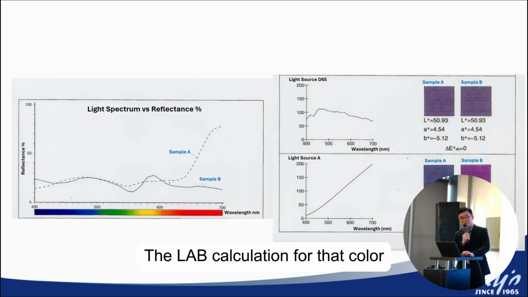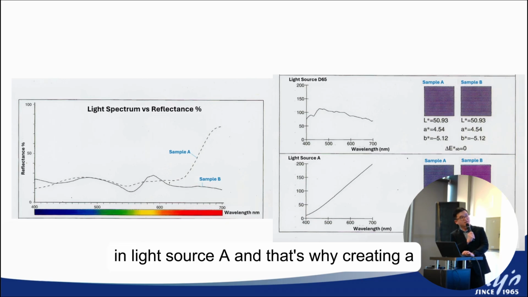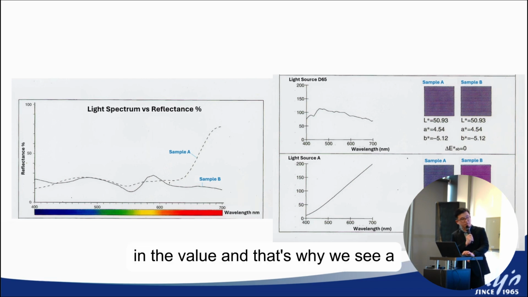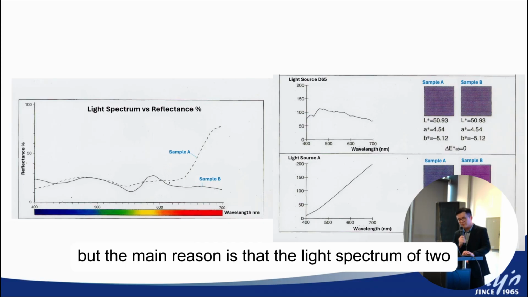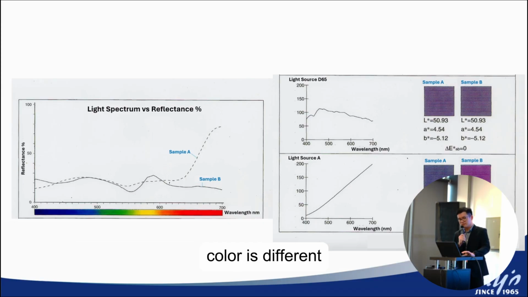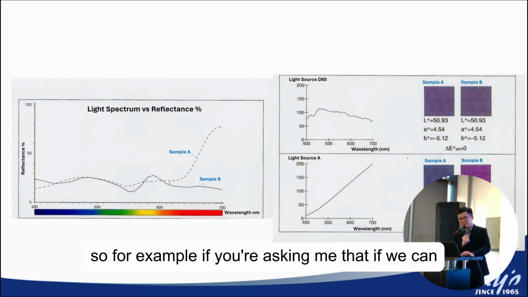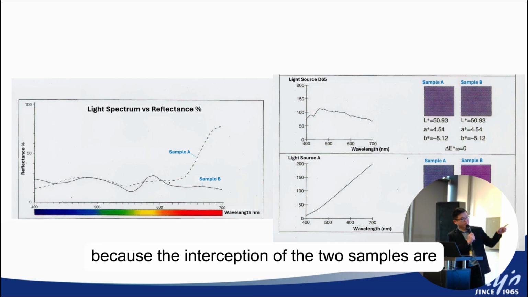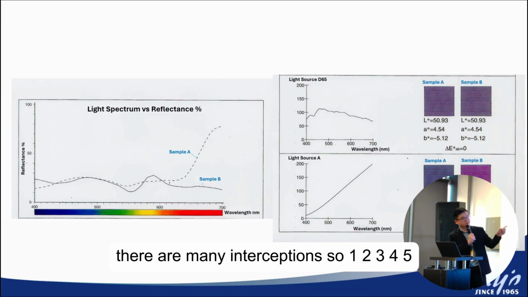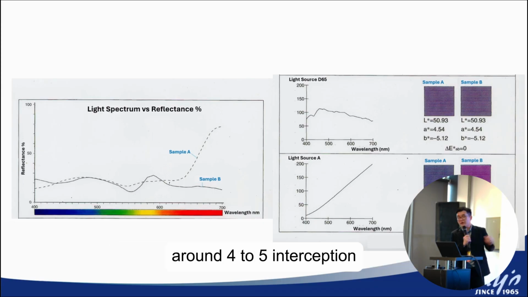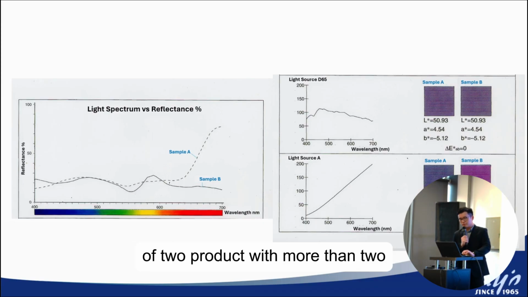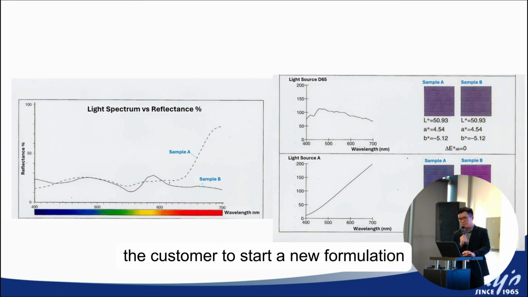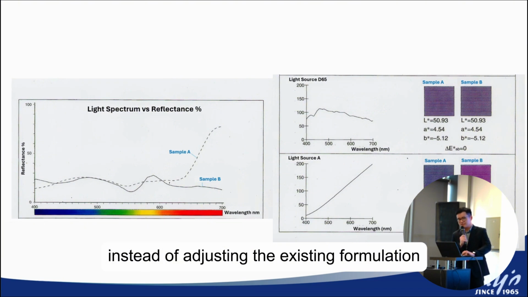The LAB calculation for sample A and sample B is different in light source A, and that's why it creates a significant delta E, and that's why we see a huge color difference. But the main reason is that the light spectra of the two colors are different. This will create metamerism. If you're asking me whether we can fix the problem for these two bags, I would say it's nearly impossible, because there are many intersections between the two samples, around 4 to 5 intersections. When two products' light spectra have more than two intersections, I would recommend the customer start a new formulation instead of adjusting the existing formulation.